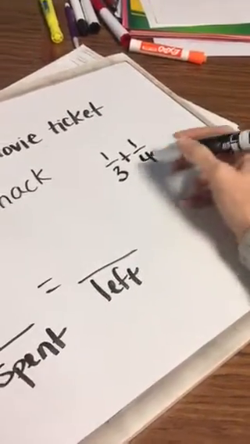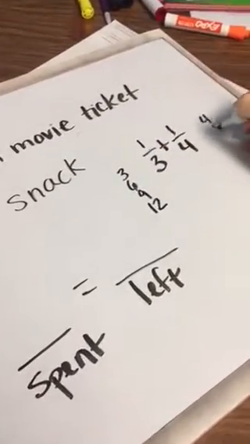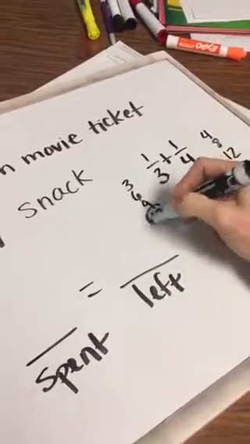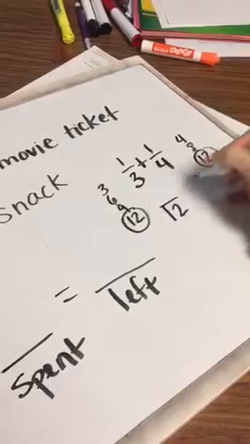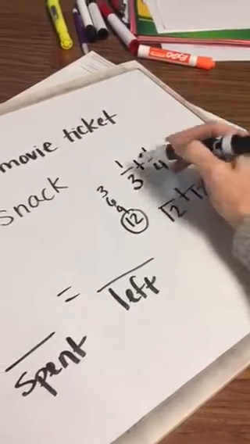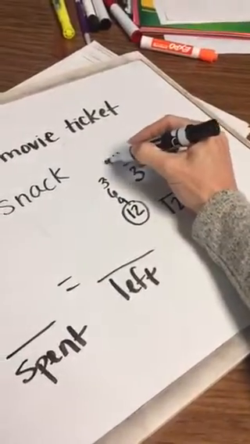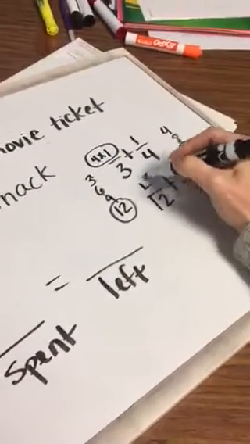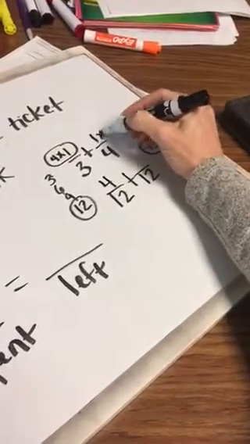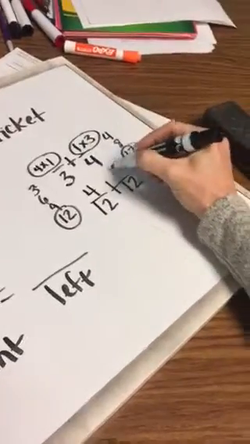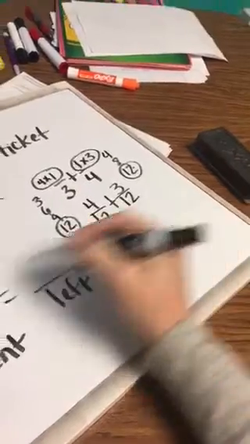I need a common denominator, so this would be 3, 6, 9, 12, 4, 8, 12. So what do they have in common? Their common denominator is going to become 12. So 12 and 12. How many times did I skip count to get 12? 1, 2, 3, 4. So times 4. My numerator is going to become 4 here. How many times did I skip count over here? 1, 2, 3. So times 3. My numerator is going to become 3. I add these together. I'm going to end up with 7 12ths.